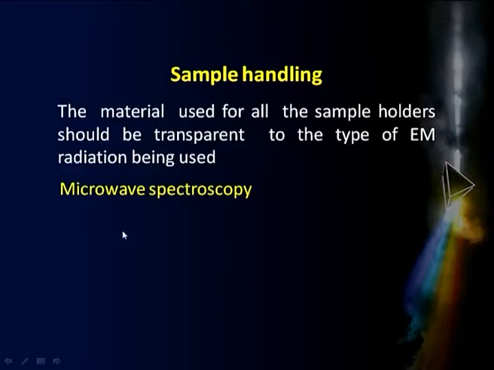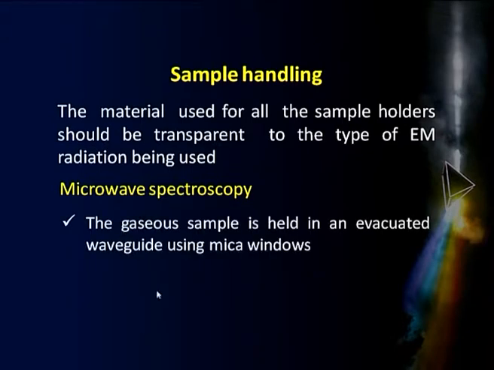In microwave spectroscopy, typically the gaseous samples are taken into an evacuated waveguide using mica windows. That means you have a long tubing which is evacuated, wherein you take the sample, and on both sides there are mica windows and the radiation will come from there. So, mica will be transparent to the microwave radiation.